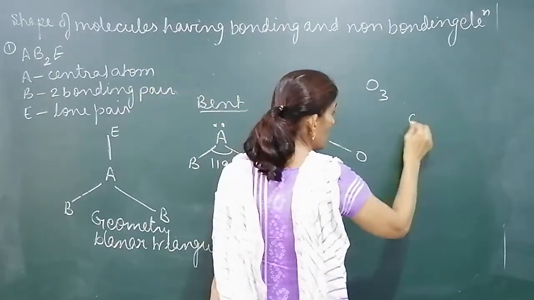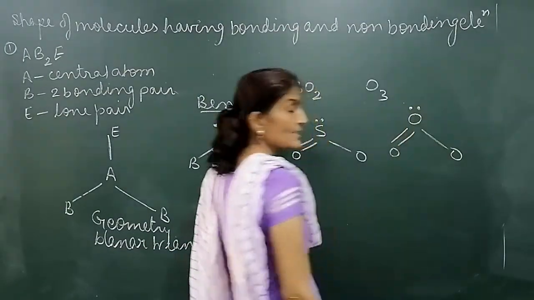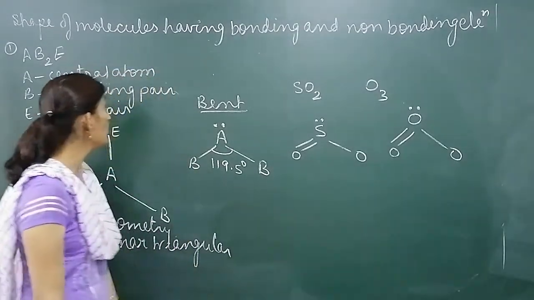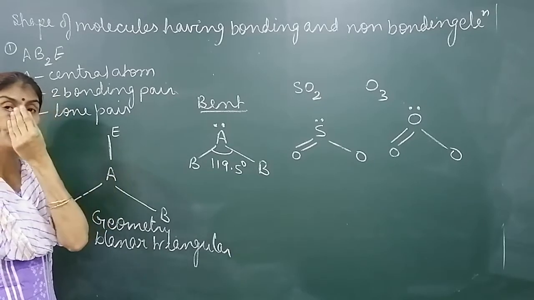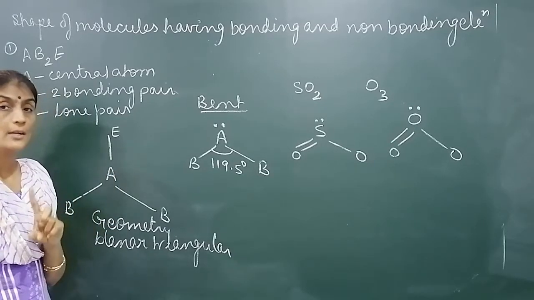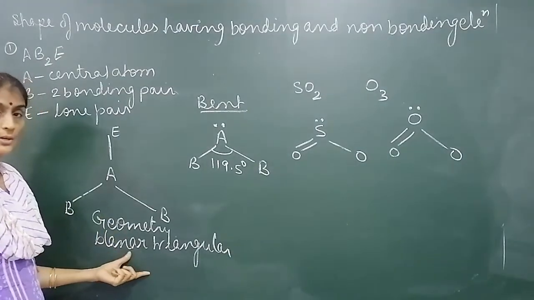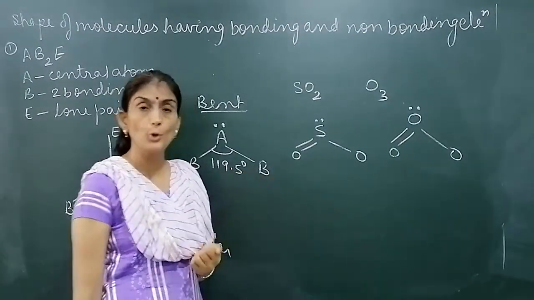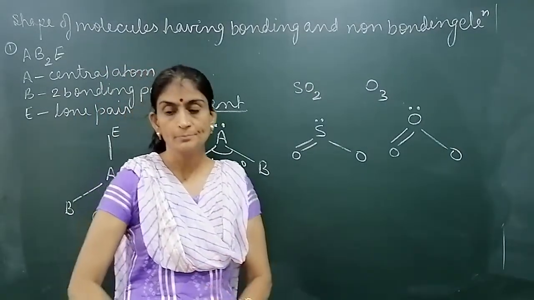Similarly, ozone. It is also having 3 electron pair. One is non-bonding and 2 are bonding pair. So whenever the molecule is AB2E type, that is around central atom A, there are 3 electron pair, one is lone pair and 2 are bonding pair, then geometry will be planar triangular, but shape will be bent. Why bent shape? Due to presence of lone pair and its repulsive effect, the shape will become bent.